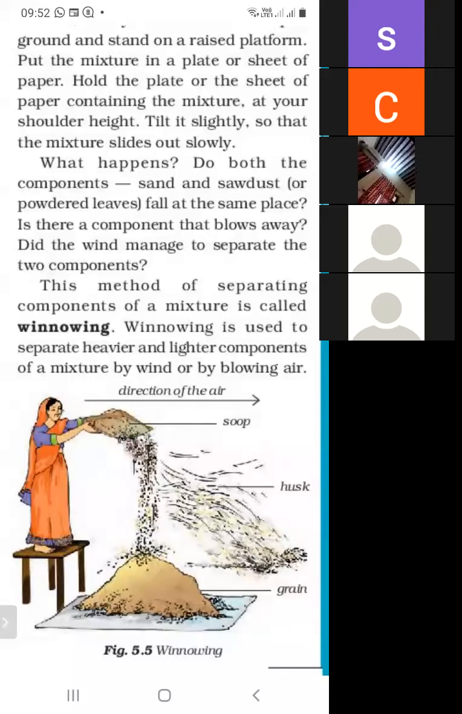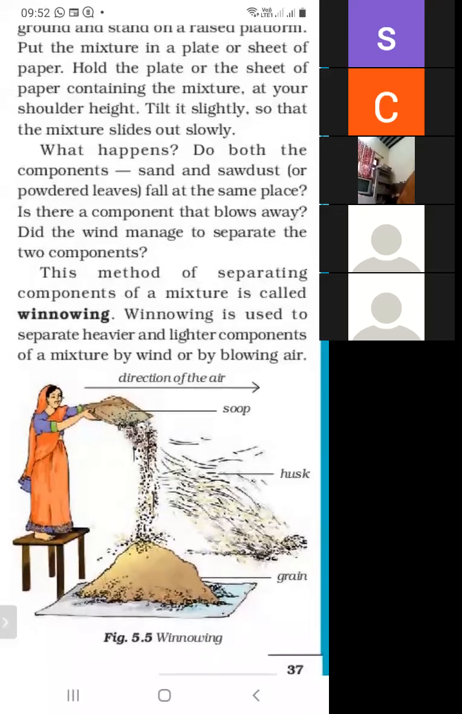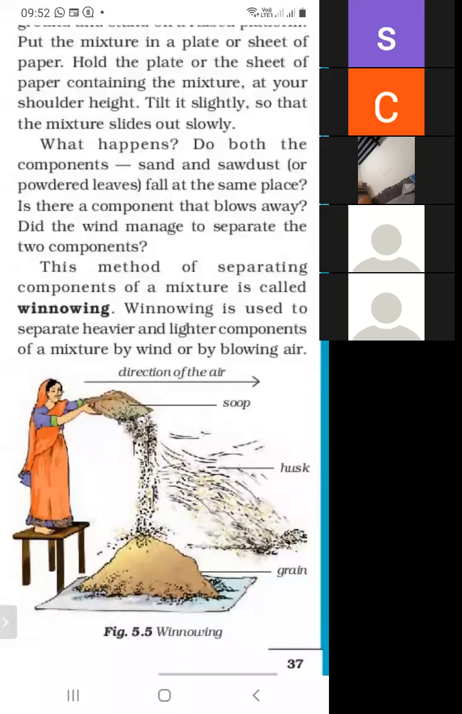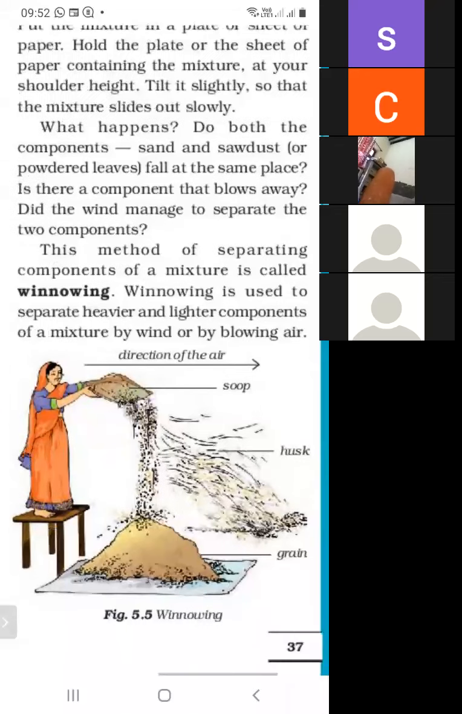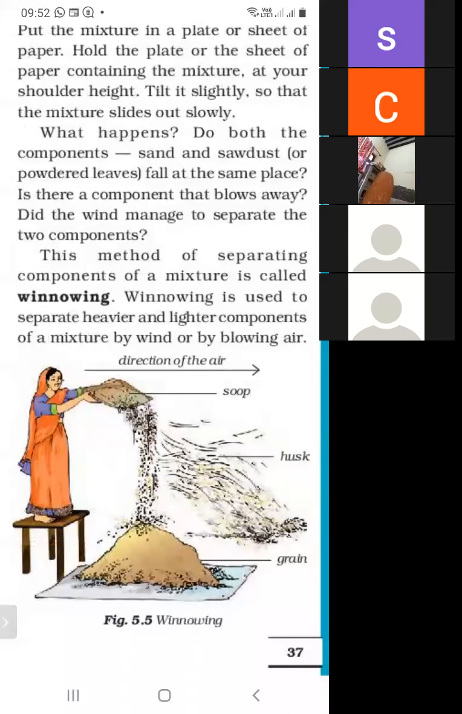So firstly, we will make a mixture of dry sand and dry leaves. And then we will put this mixture on a plate or paper, and hold the plate or sheet of paper. Then we will take it at a height and tilt it slightly so that the mixture slides off easily, just like shown in figure 5.5.